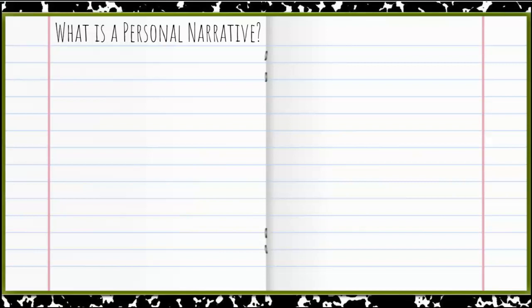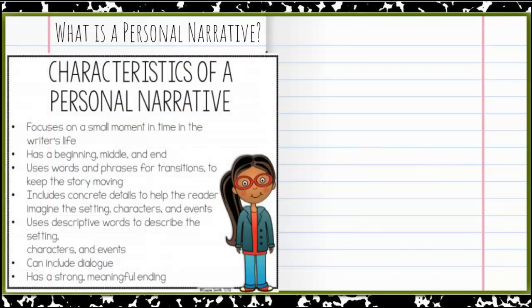First, what is a personal narrative? Characteristics of a personal narrative include focusing on a small moment in time of the writer's life. We're going to make sure that our personal narratives and special moments have a beginning, middle, and an end. They use words that help transition us throughout the story and include really great details. We also want to have a strong introduction as well as a meaningful ending. We will continue to discuss that throughout our video series.